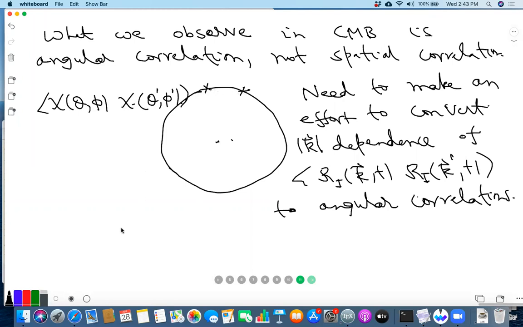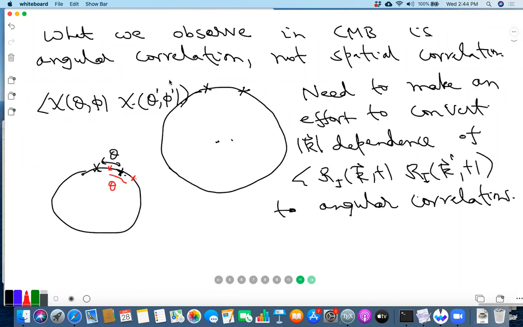So at any given point, what you really do is fix a point and take another point at an arc length theta, and you calculate the product of chi here and chi here. Then you do the same thing: you pick another point, say here, at an equal distance theta, and calculate the product of chi at the two points. That is delta T here and delta T here, and then you average over the whole sky. That's what you measure.